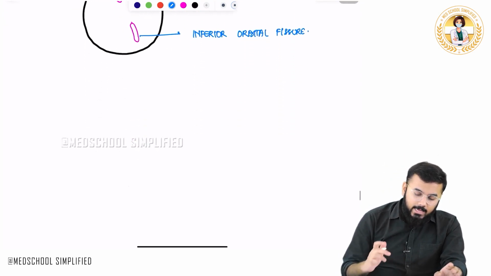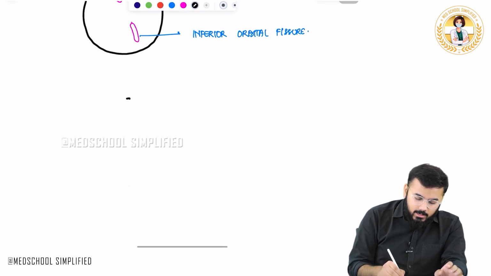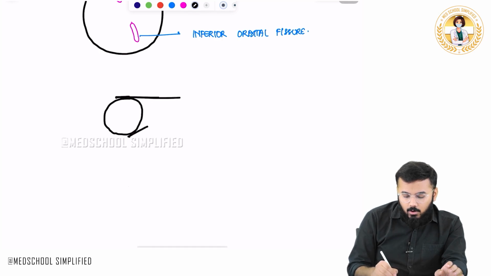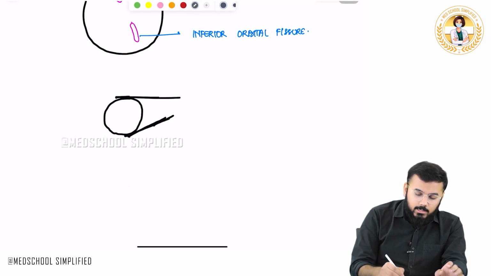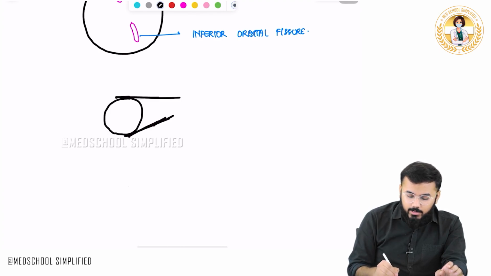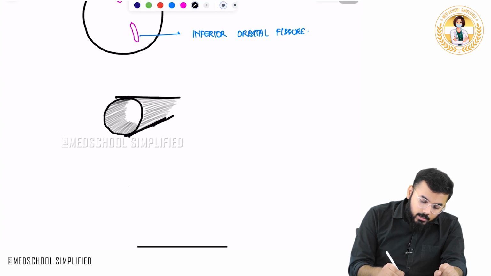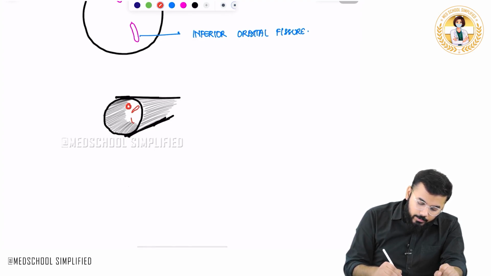Now, what exactly I mean by that? I will try to just draw it in another view. Let us say this particular thing is your orbit like this. Now, inside this orbit over here, you have got one small opening over here, right? You have got another opening like this. You have got another opening in this way.